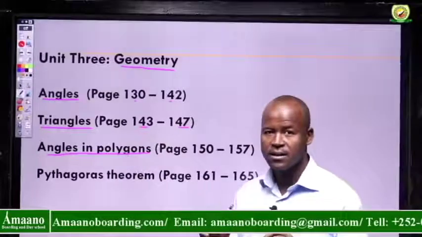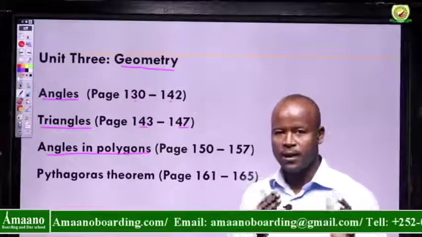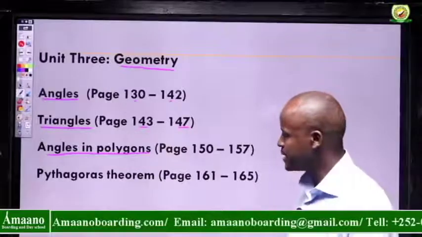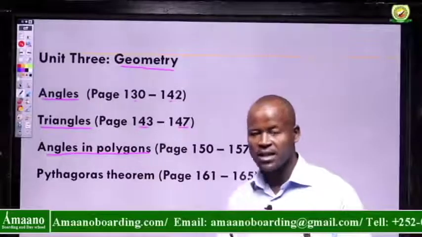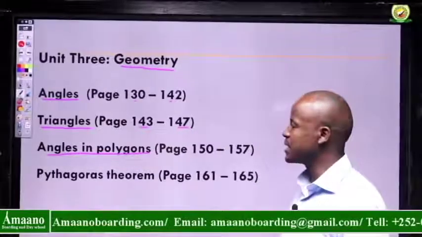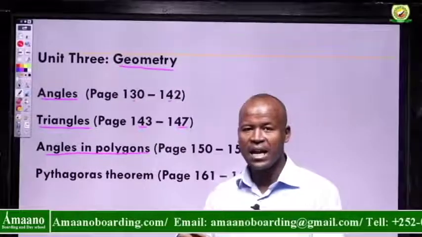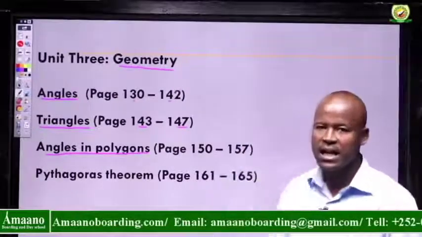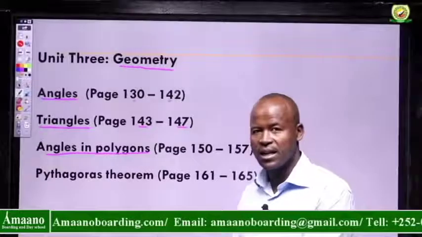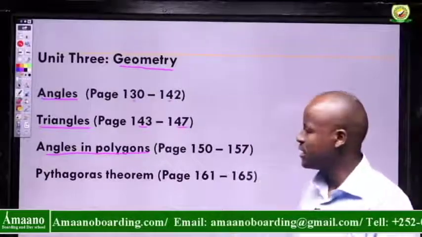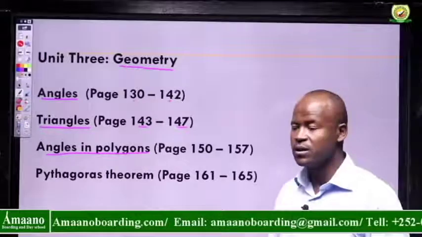The other part included in your final exam under this unit is angles in polygons. Angles in polygons, there are two types of angles: exterior angles and interior angles. So which angles are said to be interior and which angles are said to be exterior angles? And if you have given interior angles, how can you find the exterior angles? If you have given the exterior angles, how can you calculate the interior angles of a given polygon?